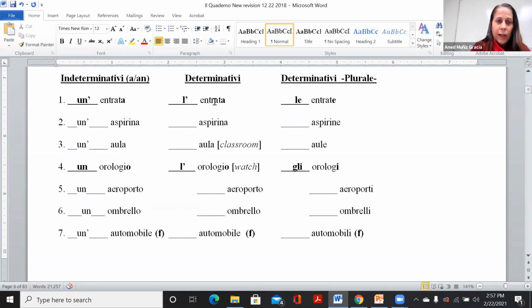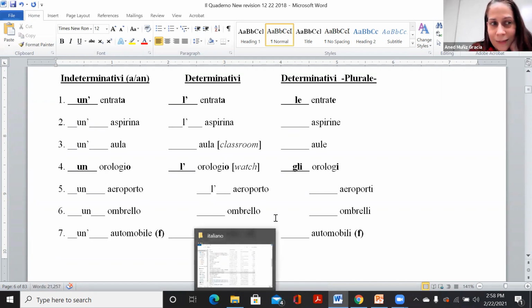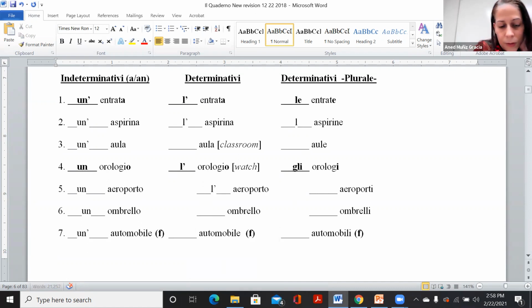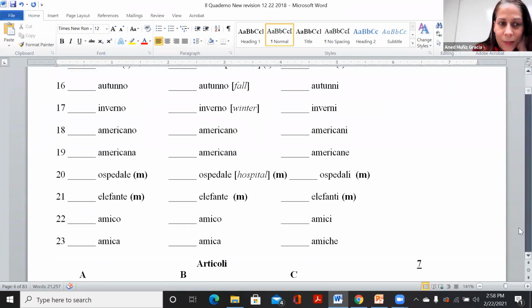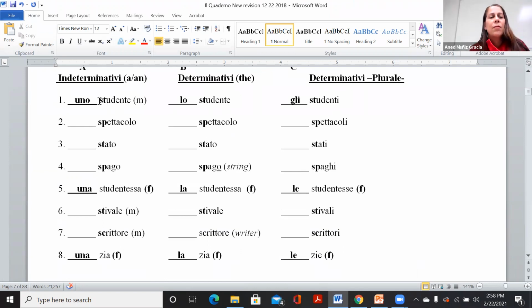So così. And then this column here is really easy because they all begin with vowels. And what do we do with singular nouns that begin with vowels? They all have the same article, l apostrophe. All this column has the same article, l'. And then here is either le or li. Le for feminine, li for masculine nouns. Okay. Then the next page is special consonants, right?